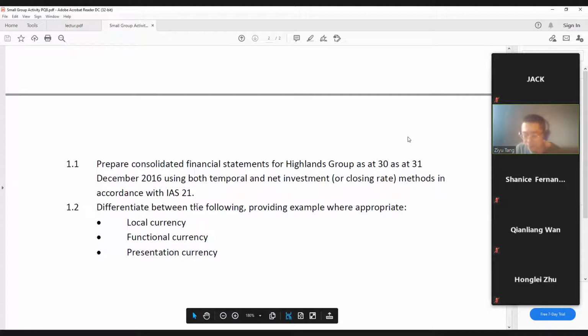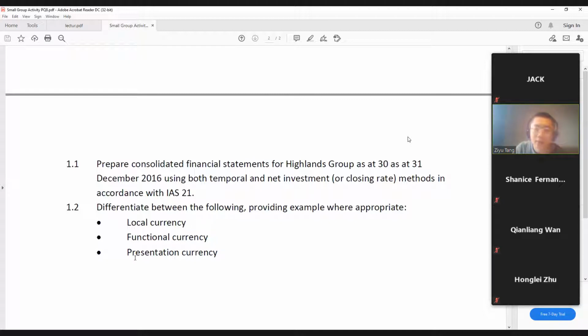Sometimes it's hard. In some specific countries, the local currency is not equal to the currency of where the country is based. But in most scenarios, the local currency is equal to the currency of the base country where the company is based.